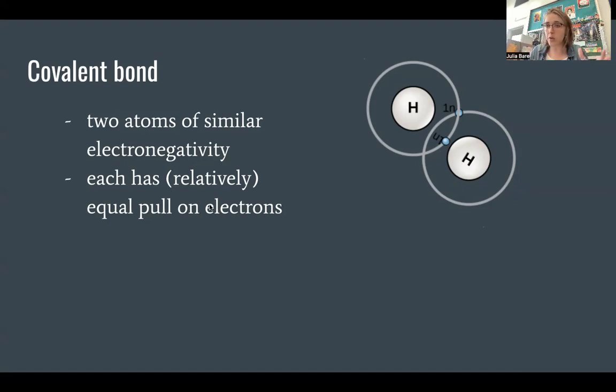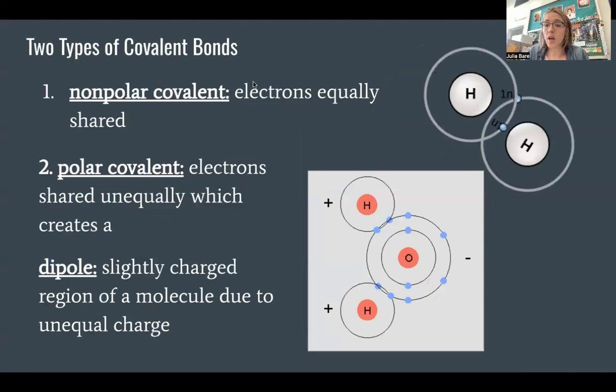Now, within covalent bonds, there are two types of covalent bonds. You can have a nonpolar covalent bond where the electrons are equally shared. This is typically between two atoms that are either the same atom, the same element, hydrogen and hydrogen, carbon and carbon, or they are very, very similar in terms of electronegativity. They don't have a large difference in electronegativity.